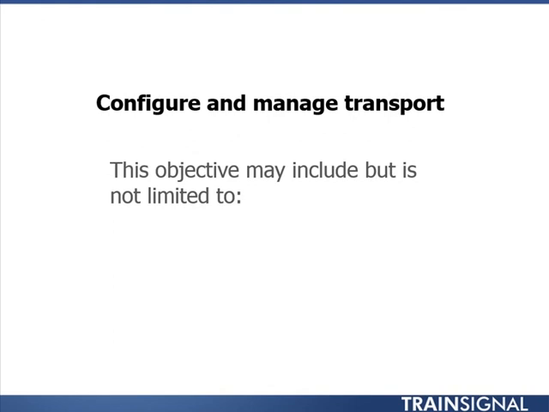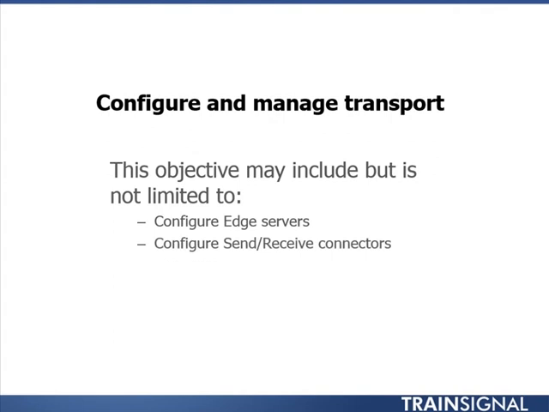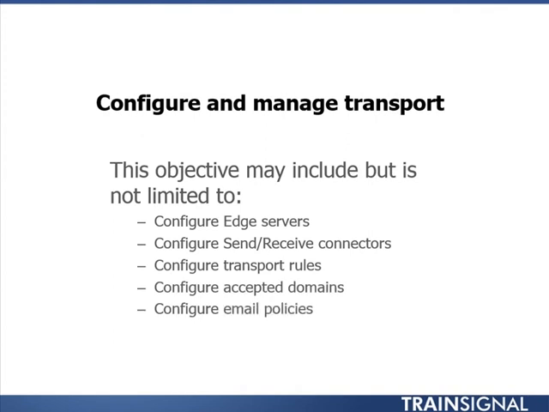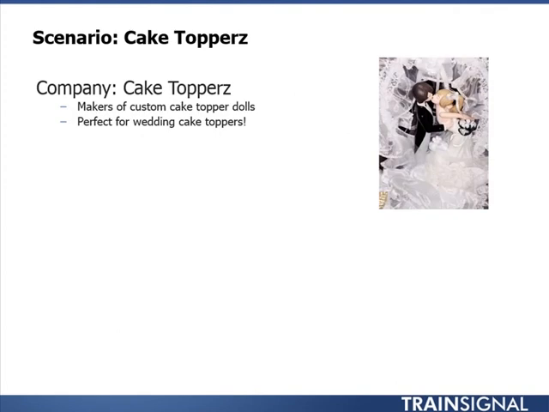This objective may include, but is not limited to, configure edge servers, configure send-receive connectors, configure transport rules, configure accepted domains, configure email policies, and configure address rewriting. It's a lot of subjects to consider when it comes to the configuration in terms of mail flow and transport, so let's get started. The company that we're going to be looking into today is called Cake Toppers.